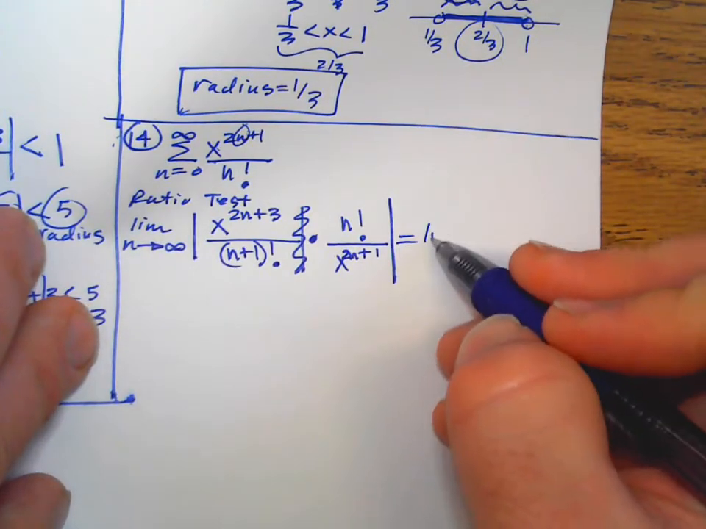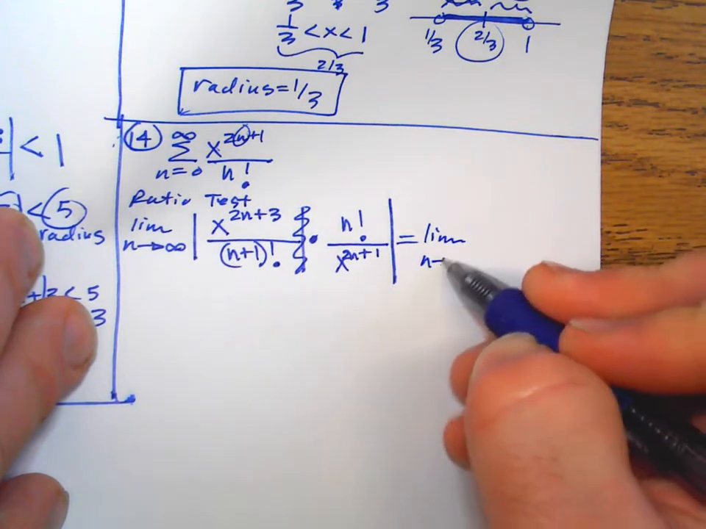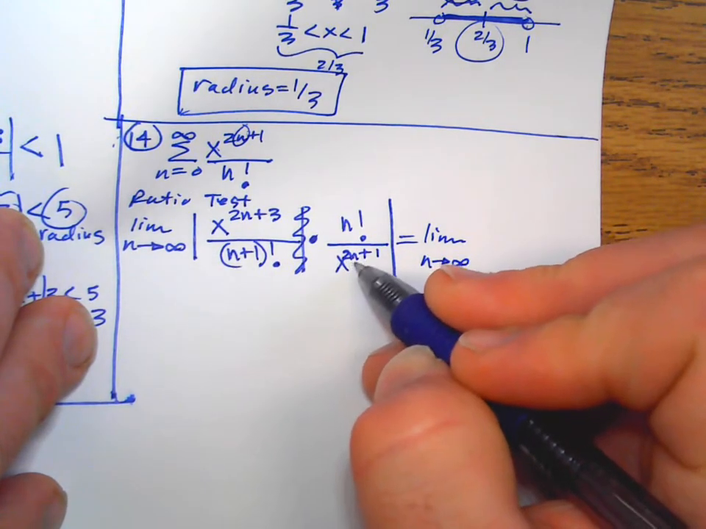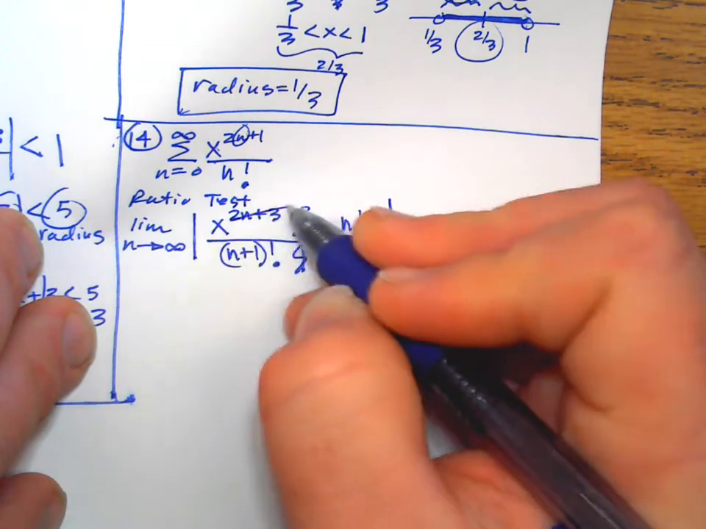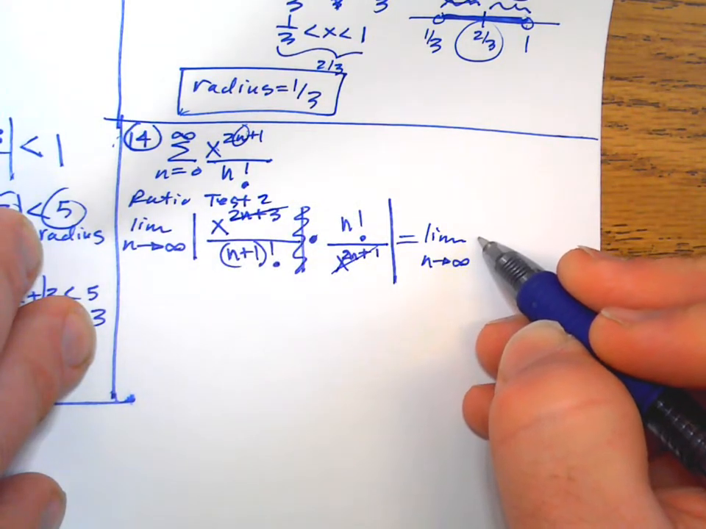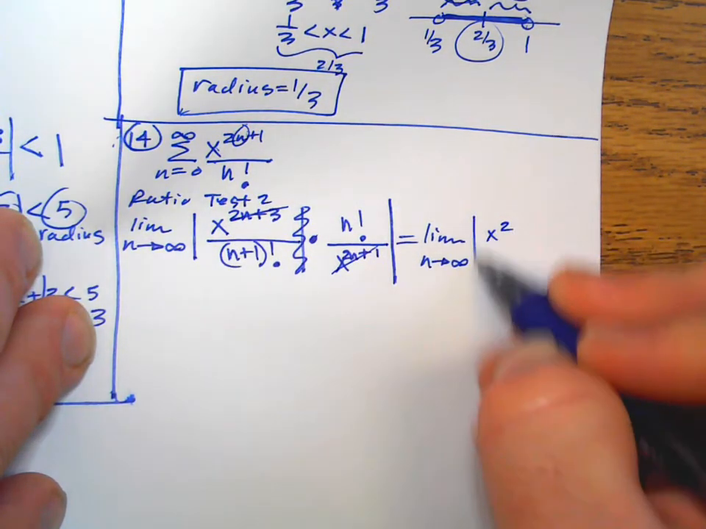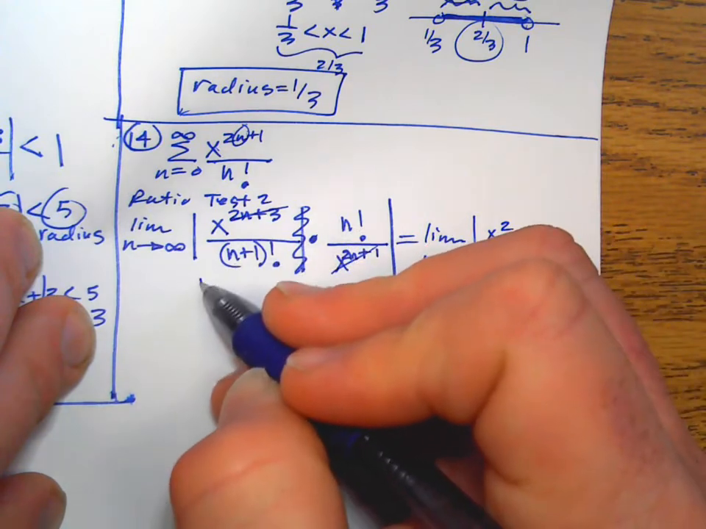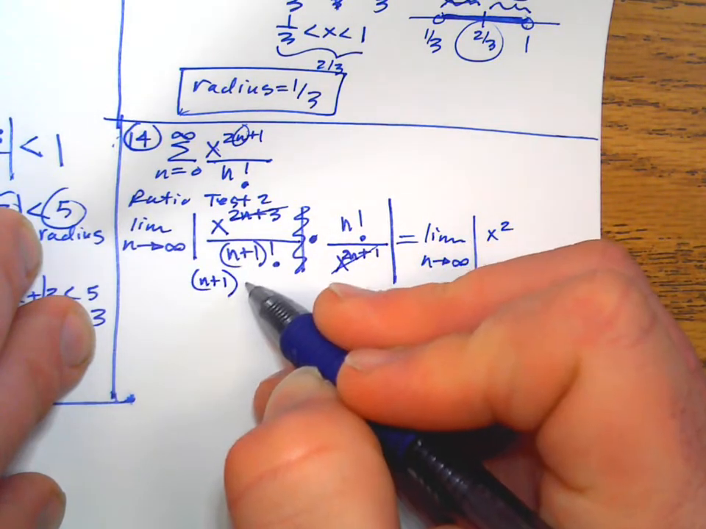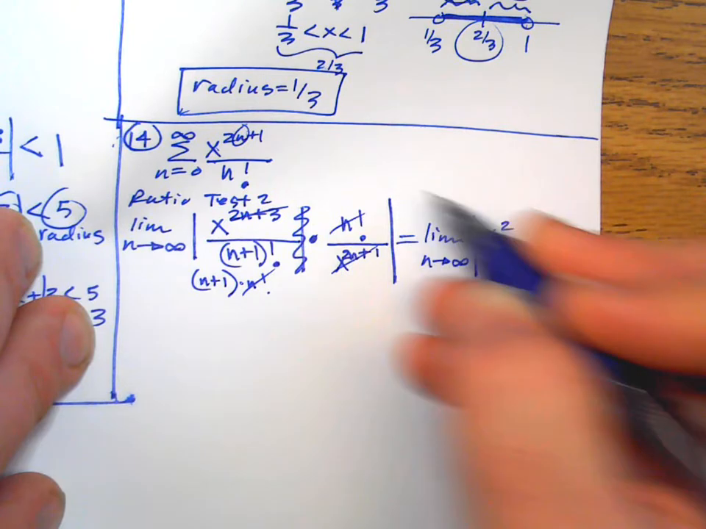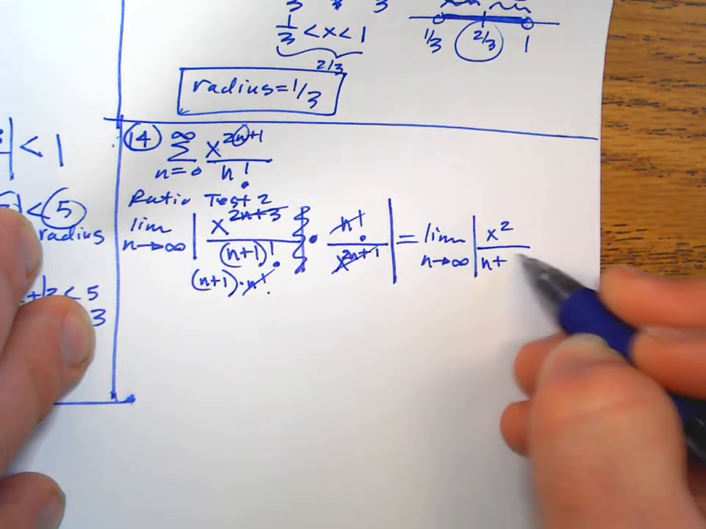Okay, so the first thing I would do is I would just simplify things. So you've got rules of exponents, right? This is going to leave you with an x squared. This n plus 1 factorial, same thing as n plus 1 times n factorial. So the n factorials cancel, and so you just have an n plus 1, no more factorial on the bottom.